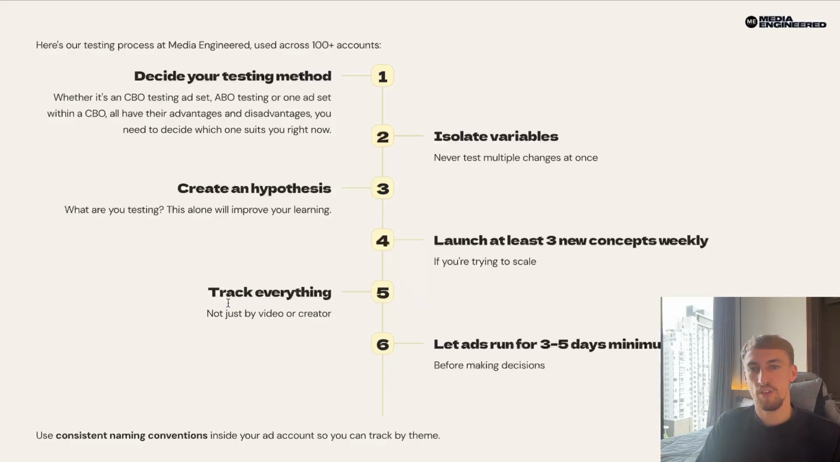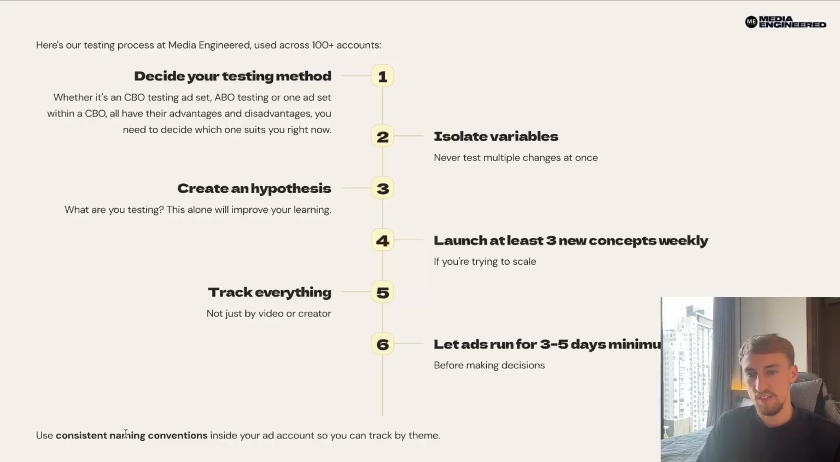Fifth is track everything, so not just by video or creator, but your angles, format, hooks. You really want to track everything clearly in a creative tracker, which I'll show you later. This is going to improve your results. And 6 is let ads run for a minimum 3 to 5 days before making decisions. That's just obvious. You want to get enough data on the ads before you can make a decision.